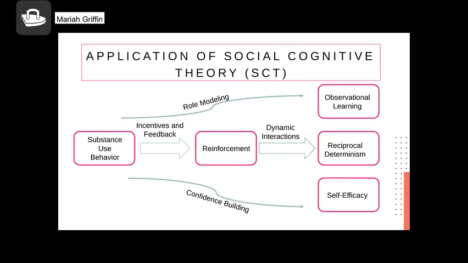Finally, reinforcement involves using incentives or consequences to influence behavior. For instance, positive feedback for abstaining from substance use can encourage long term behavior change, according to Hadari 2014. These constructs interact dynamically to influence substance use, as shown in the diagram. SCT provides a practical framework for designing interventions that address multiple behavioral factors simultaneously, according to Hadari.